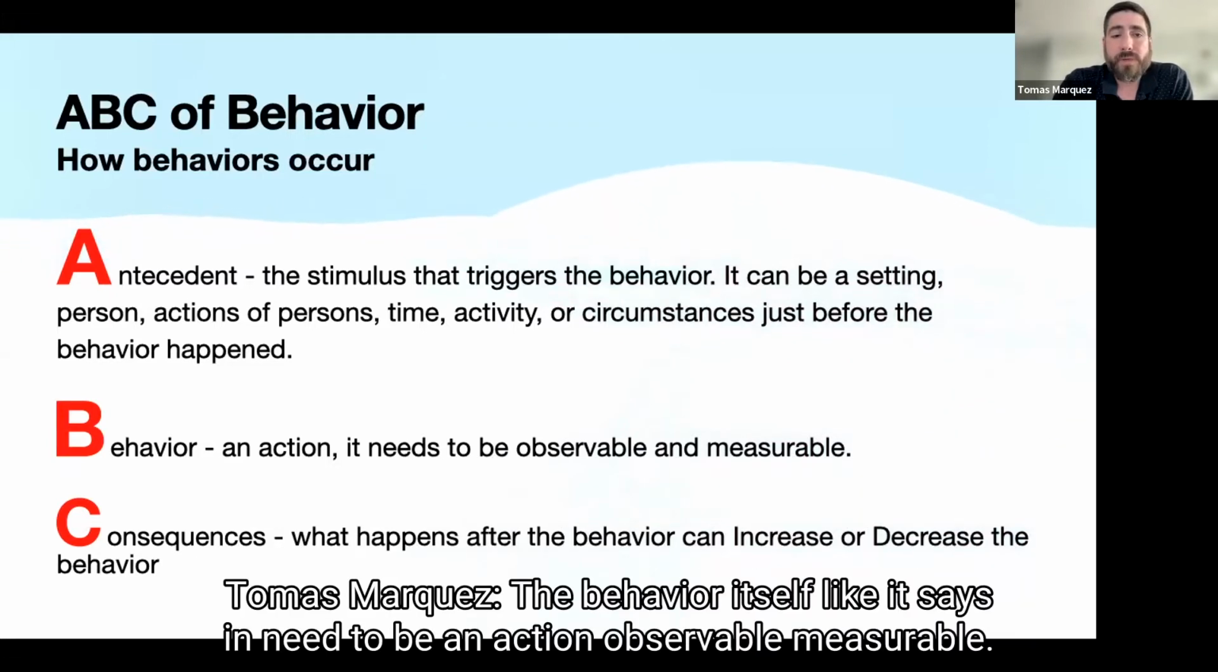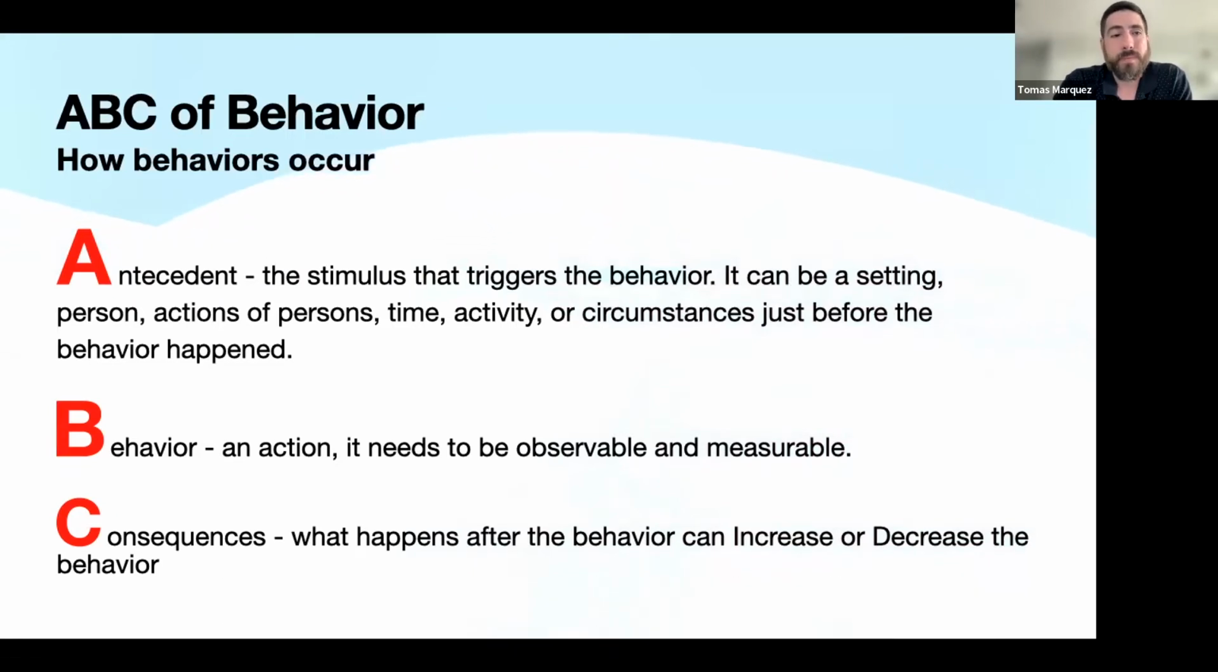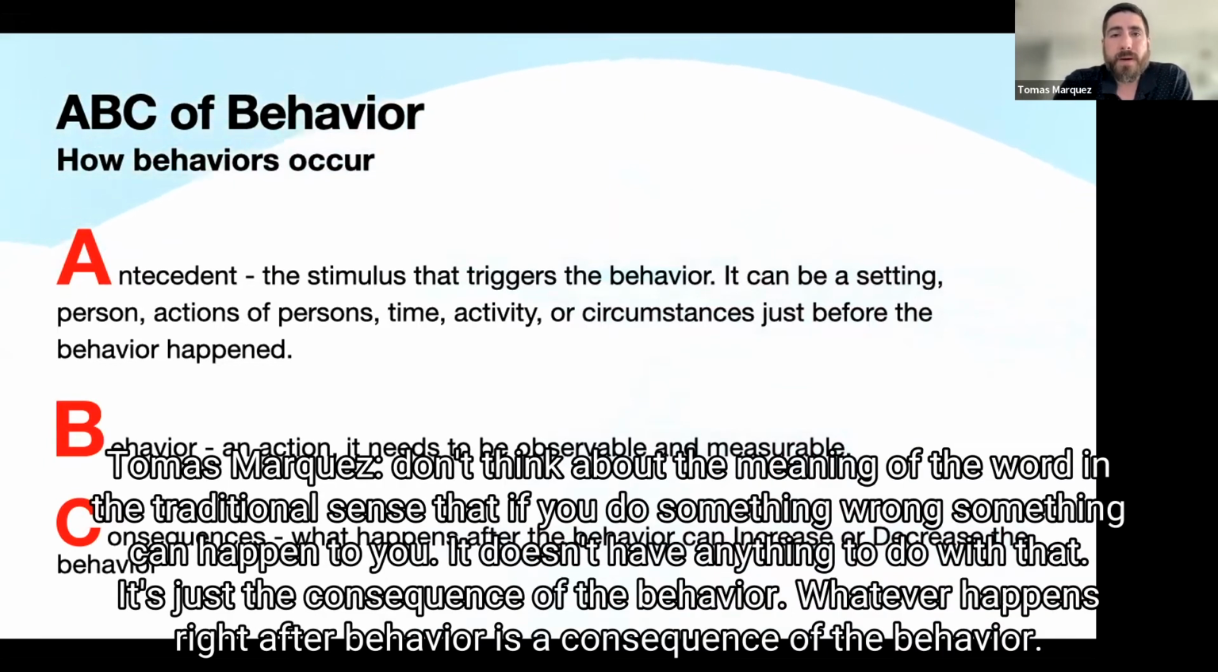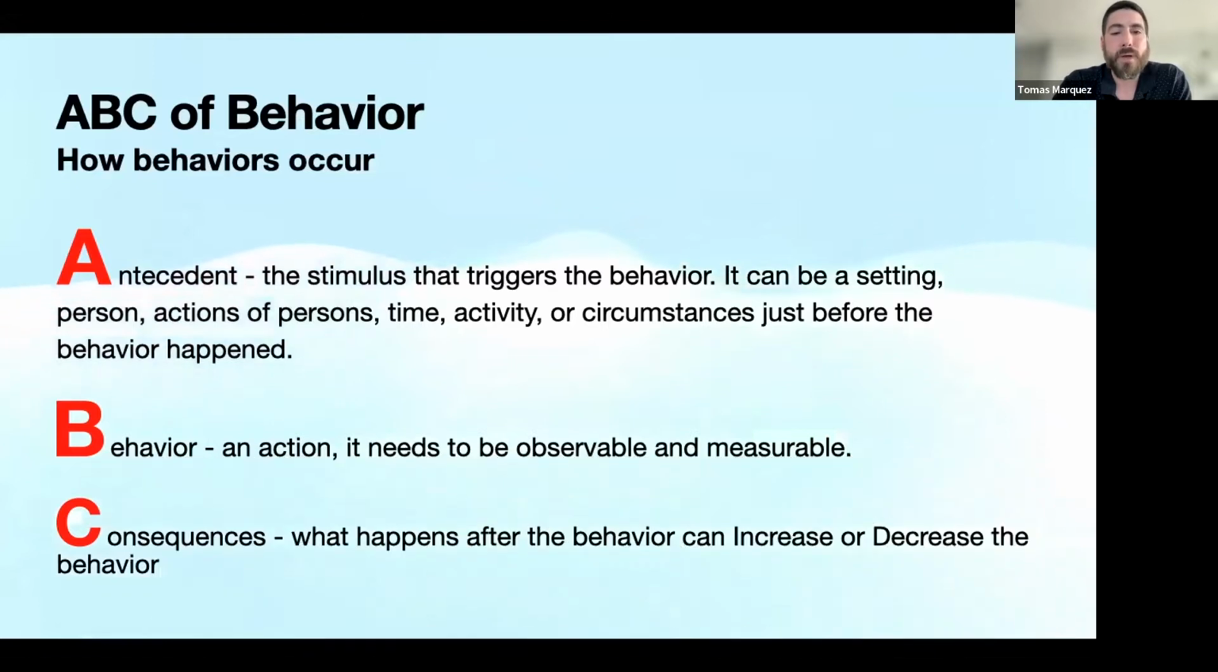The behavior itself, like it says, needs to be an action, observable, and measurable. And the consequence is whatever happens right after the behavior. Now, in this case, consequences, don't think about the meaning of the word in the traditional sense, that if you do something wrong something is going to happen to you. It doesn't have anything to do with that. It's just the consequence of the behavior. Whatever happens right after the behavior is a consequence of the behavior.